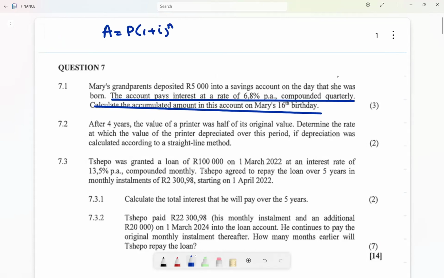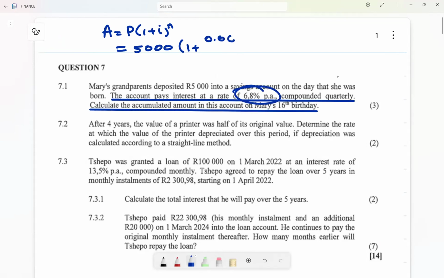Why this formula? Because it is compounded. It is not simple interest, right? If it was simple interest, they would have told you. And then my principal amount is 5,000. 1 plus what is my i? My interest rate is 0.068.